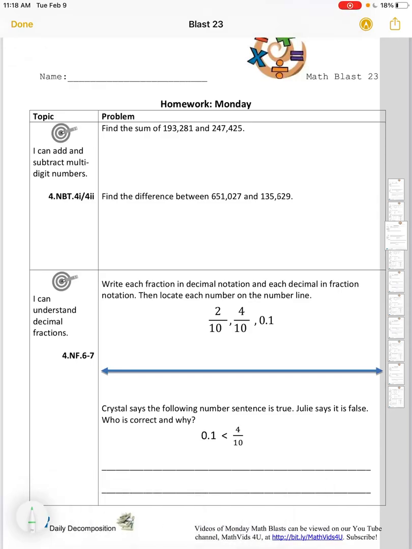Math Blast 23. I can add and subtract multi-digit numbers. Find the sum of 193,281 and 247,425. So the sum is the answer to an addition problem. I'm going to add my two numbers.